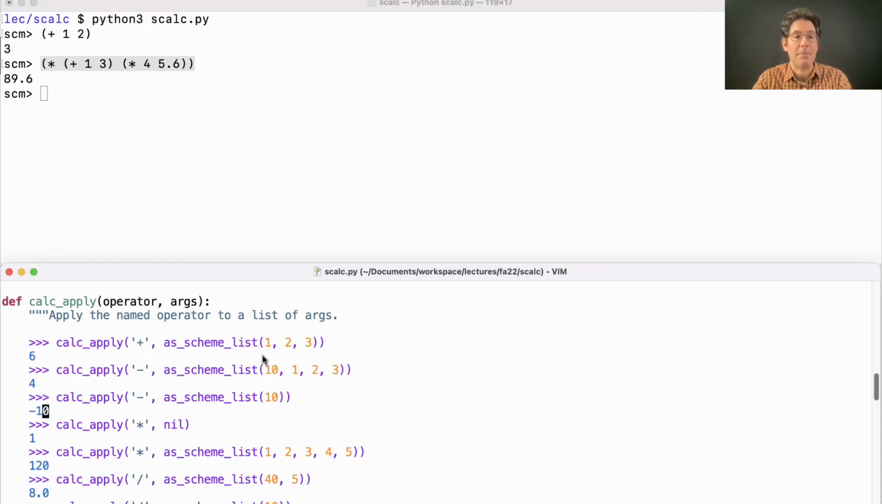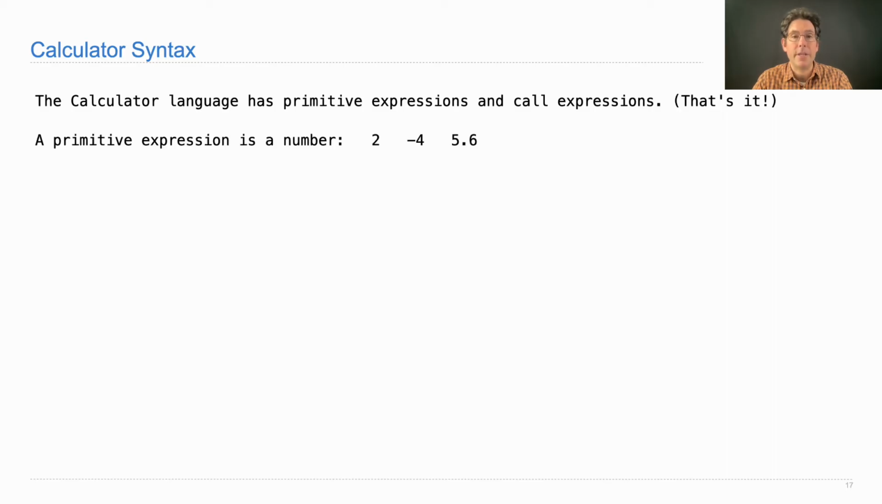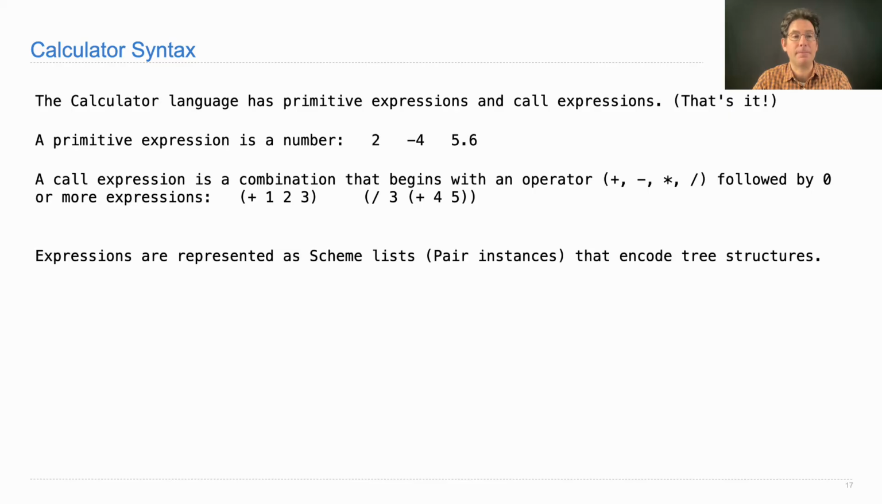So I can apply plus to 1, 2, 3 to get 6, and I could evaluate an expression such as plus 2 times 4, 6 to get 26. The calculator language has only primitive expressions and call expressions. The primitive expressions are always numbers, and the call expressions are combinations that begin with plus, minus, times, or divide.